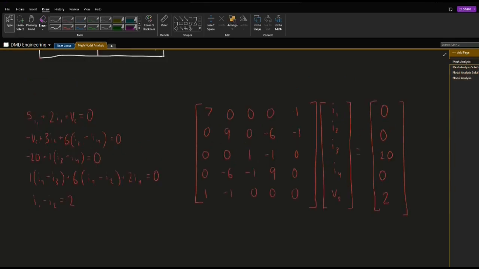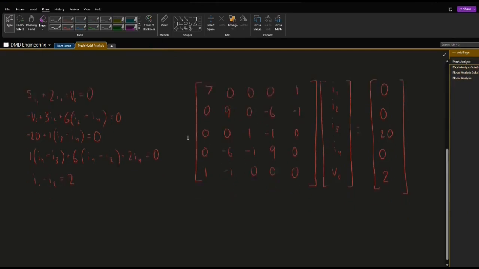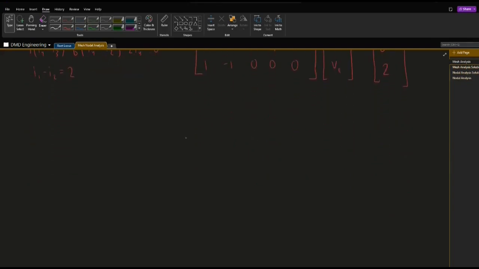Then we can solve this matrix problem using MATLAB or any calculator or other tool you might want to use. And for the sake of this video, I'm just going to skip over that. Jump straight to the solution of this matrix problem.